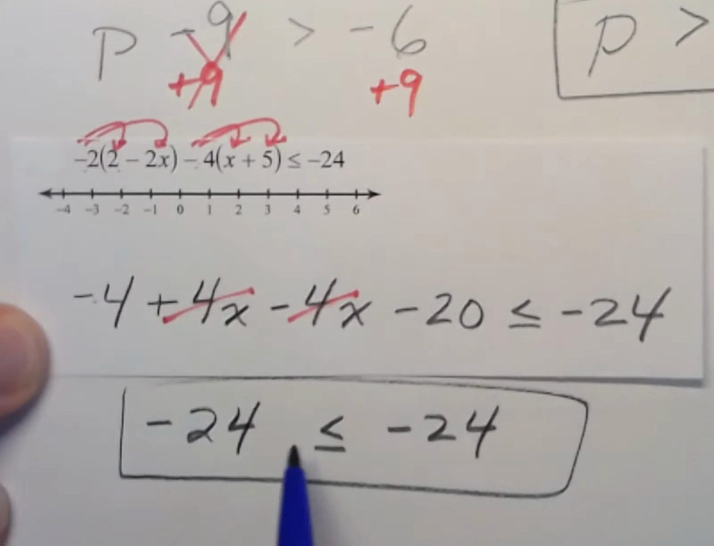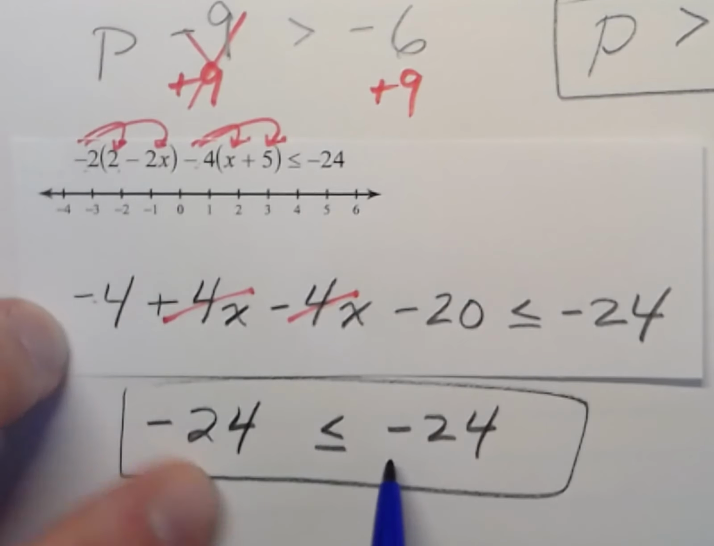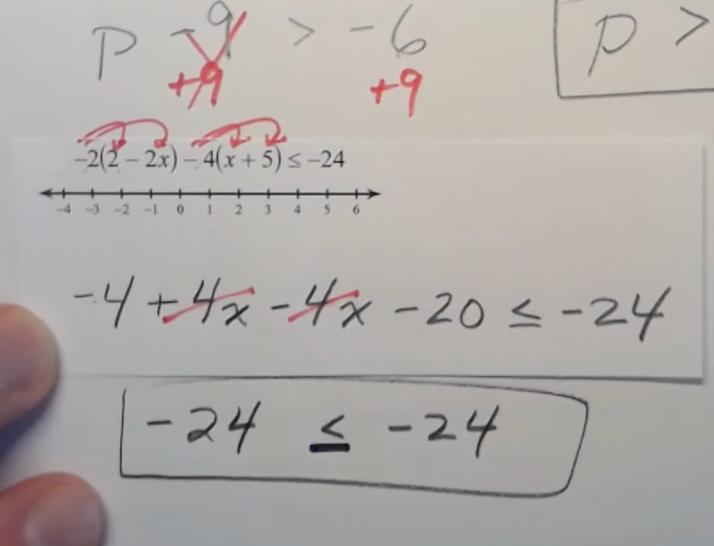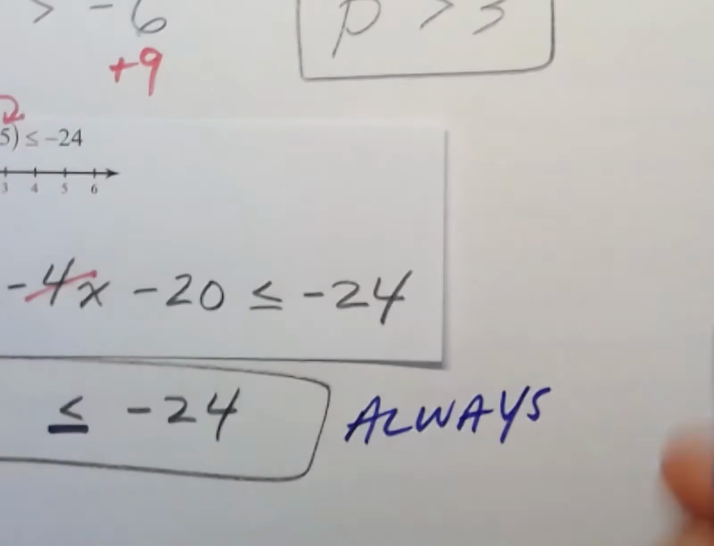Well, it is certainly not less than itself, but it is equal to itself, and that is what this is saying. Negative 24 is less than or equal to negative 24. So this is always true.